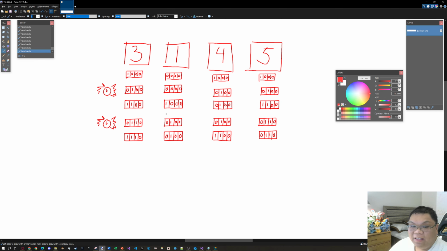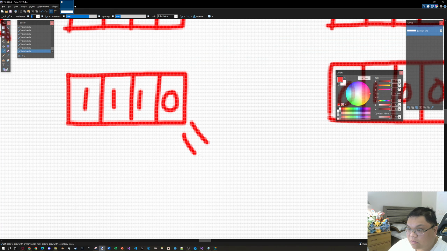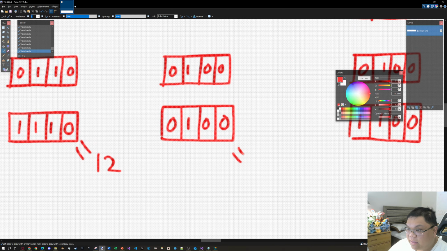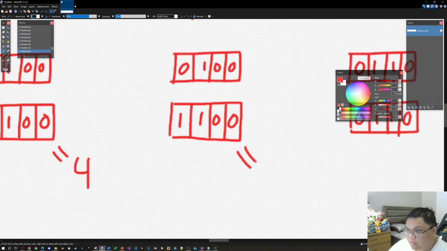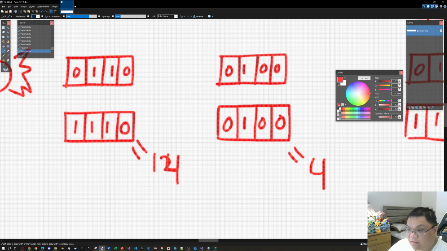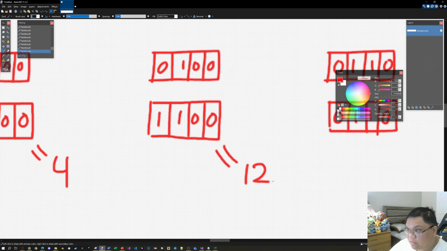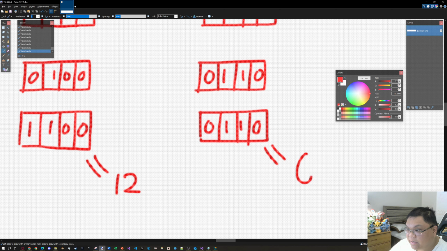These bit sequences, interpret them as unsigned binary numbers. So this bit sequence, that is 8 plus 4 plus 2, that is 12. This one is 4. This one is 8. Oh, my bad. This should be 14, because 111 is 7, and shifting that up is 7 multiplied by some power of 2. This is 4. This one is 12. And this one is 6.